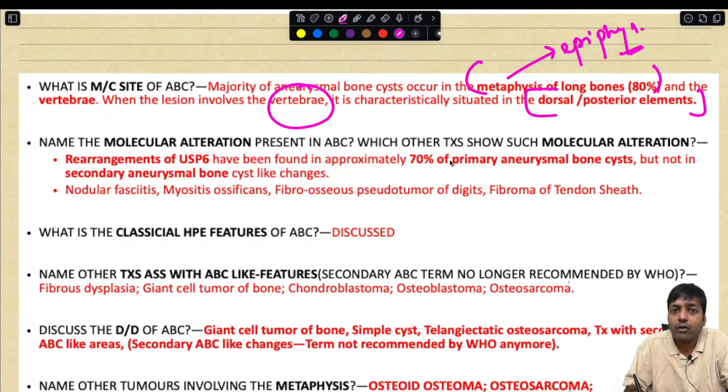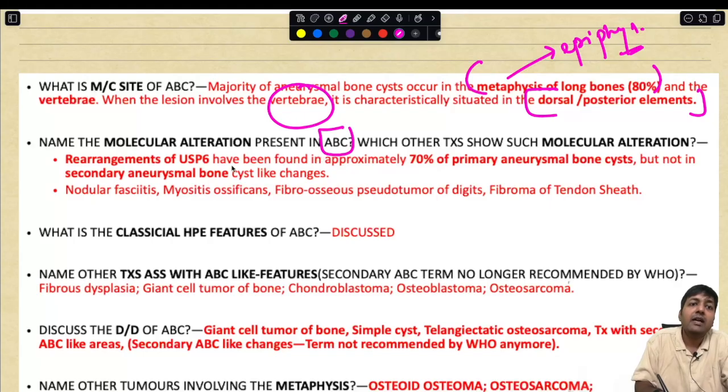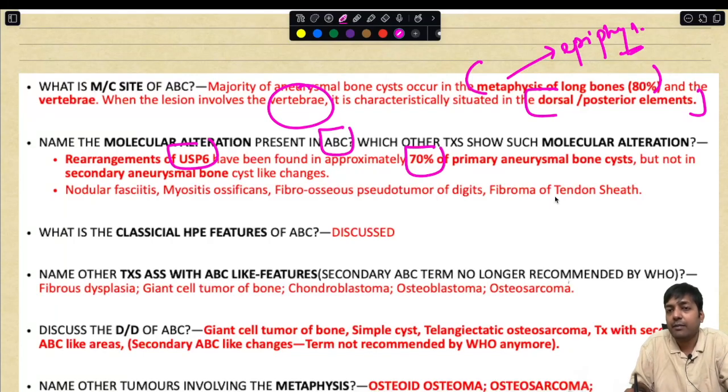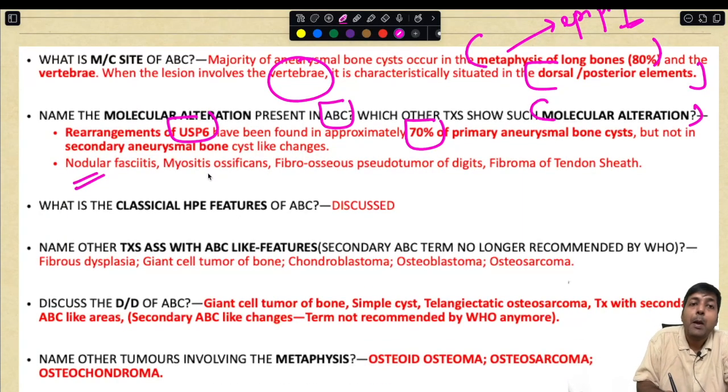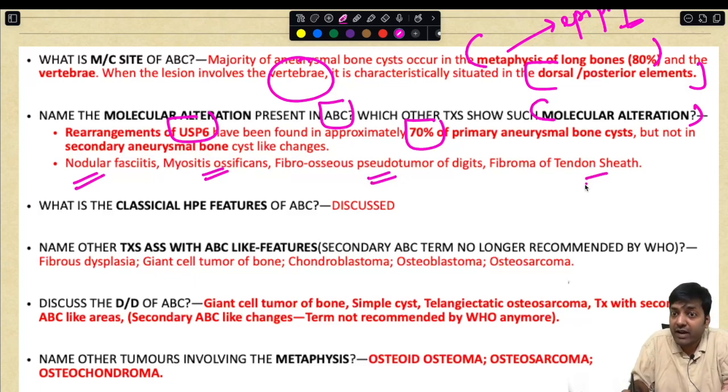Name the molecular alteration present in ABC. So remember, rearrangement of the USP6 gene has been found in 70% of primary ABC, but such gene rearrangement is not seen in secondary aneurysmal bone cyst-like changes. Which other tumors also show this USP6 gene rearrangement? It is seen in nodular fasciitis, myositis ossificans, fibro-osseous pseudotumor of digits, and fibroma of the tendon sheath.